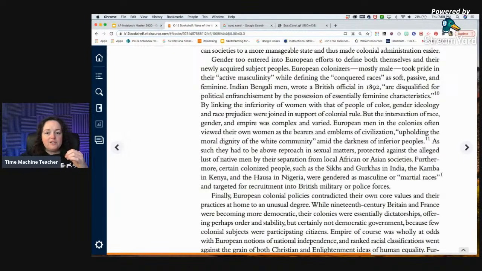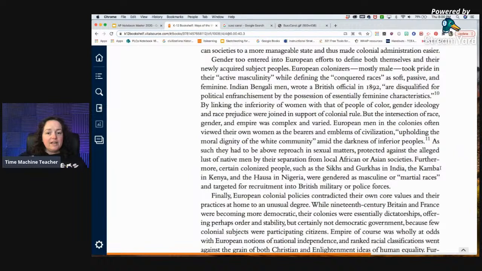European colonizers, mostly male, took pride in their active masculinity while defining the conquered races as soft, passive, and feminine. Indian Bengali men, wrote a British official in 1892, are disqualified for political enfranchisement. They can't vote. By the possession of essentially feminine characteristics. They're basically women, that's what he's saying.